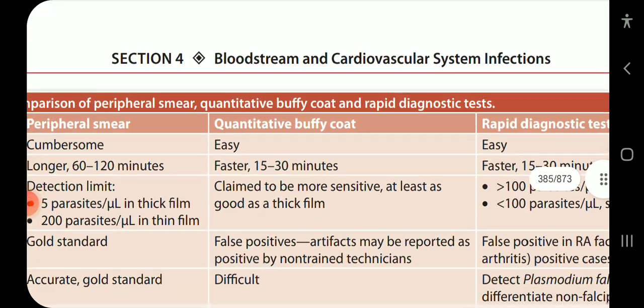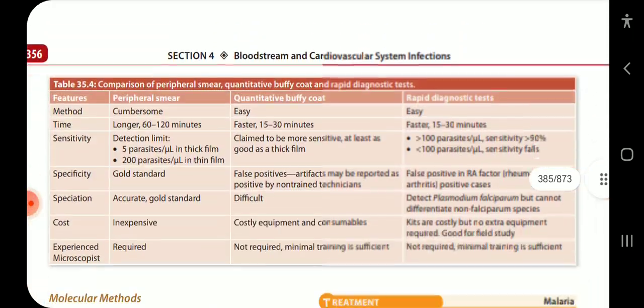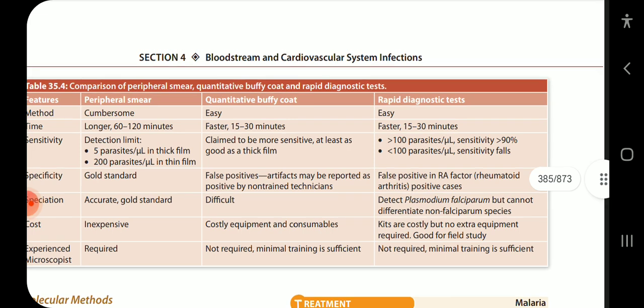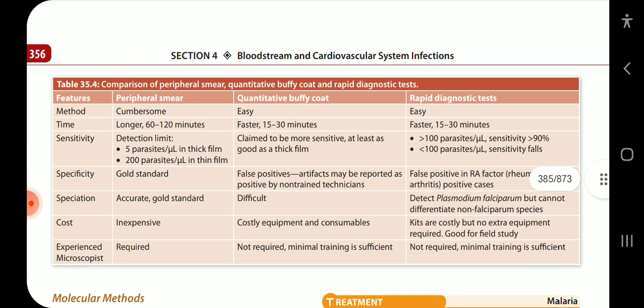culture of malarial parasite. So in this table we see the comparison of peripheral smear, quantitative buffy coat and rapid diagnostic test. Method: cumbersome, easy. Time: longer, 60 to 120 minutes; faster, 30 to 50 minutes; faster, 15 to 30 minutes. Sensitivity: detection limit 5 parasites per microliter in thick film, 200 parasites per microliter in thin film. Quantitative buffy coat is claimed to be more sensitive, at least as good as thick film.